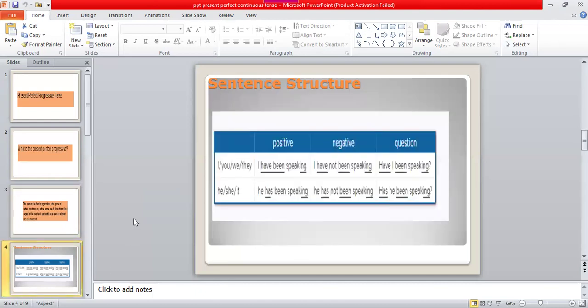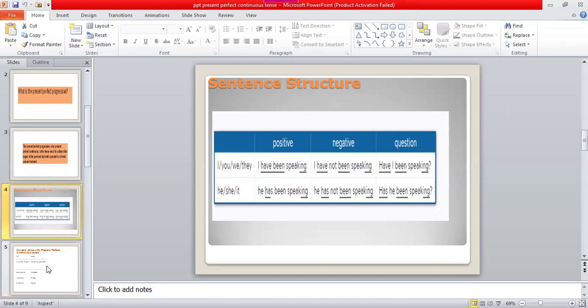So let us discuss the sentence structure. If you want to construct a sentence with present perfect continuous tense, you will have to use has been or have been plus the ing form of the verb. As you can see in the whole of this chart, with I, you, we, and they, we use have been. And with he, she, it, and singular nouns, we use has been. So in this way, you can construct a sentence in the case of present perfect continuous tense.